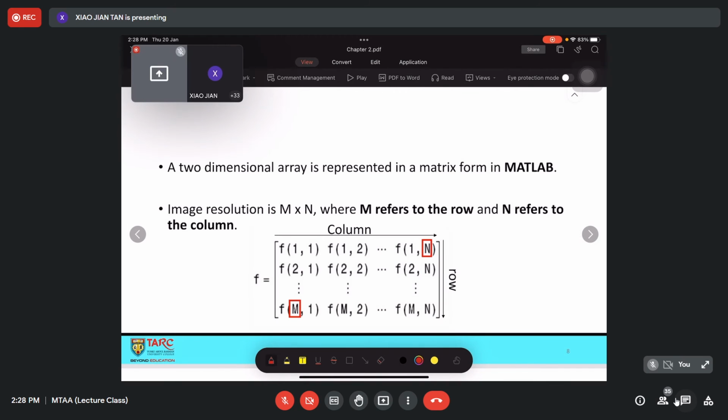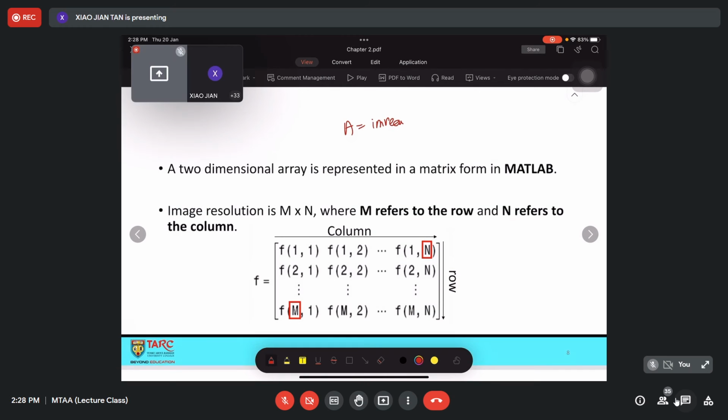Let's say you declare an image, maybe A is equal to imread pebbles.png. Then the pebbles will be stored in A, and then you can write A underscore gray is equal to rgb2gray A, which means you convert A to grayscale. So A underscore gray will store the grayscale image.